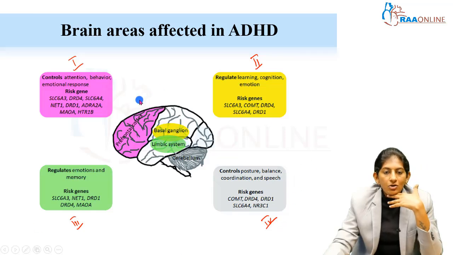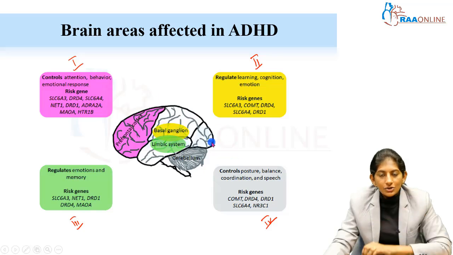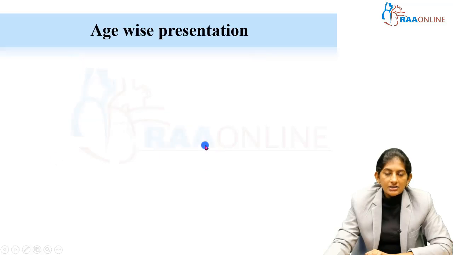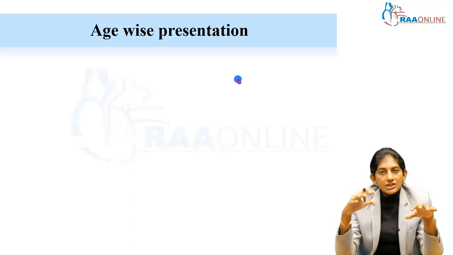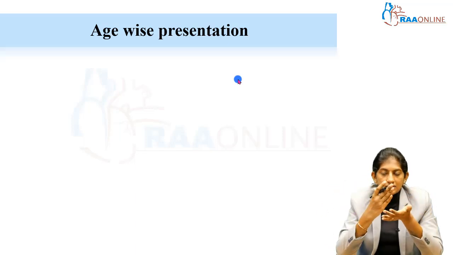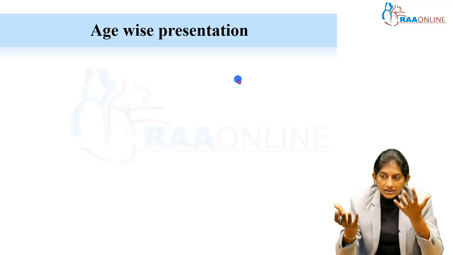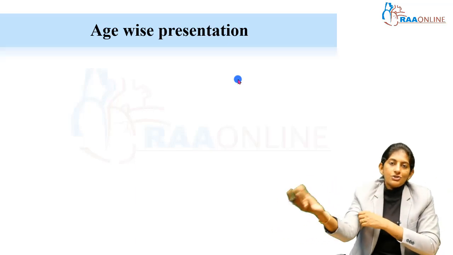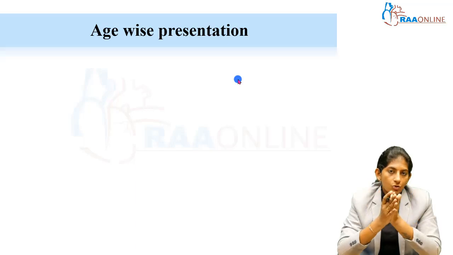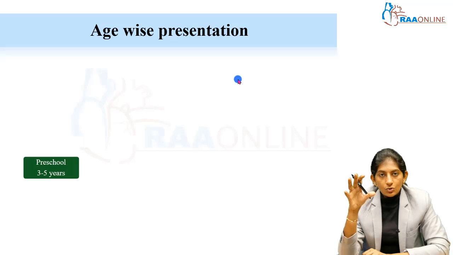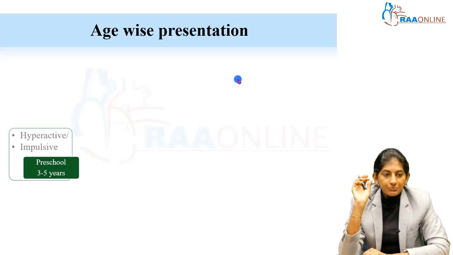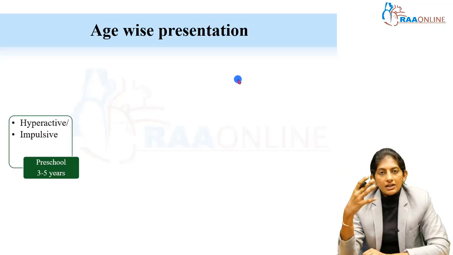Because the fronto-subcortical cerebellar circuit is affected, this results in ADHD. And again, the presentation of ADHD is not similar in each age group. Let's say the child starts showing symptoms somewhere between 4 to 6 years of age. This is called the preschool age. In the preschool age, they will be predominantly hyperactive.